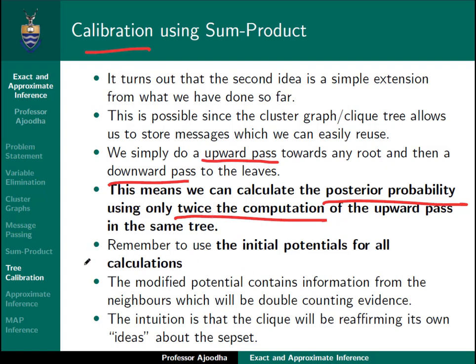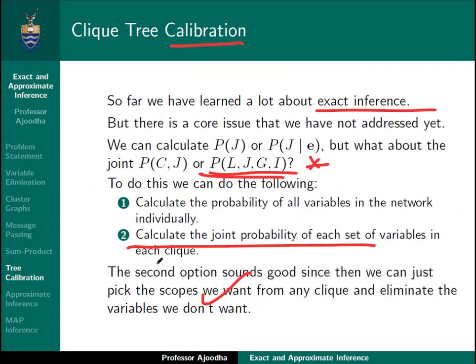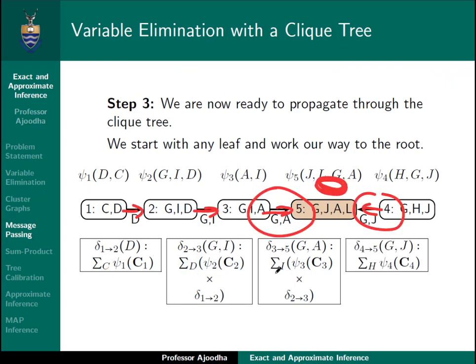One very important thing: I should have made this in red. This should have been in red because you must remember that you always use the initial potentials when you do calculations. Going back to this, this is the initial potential, initial potential, initial potential. These are all initial potentials. Even when you're going downwards, when you're propagating backwards, you don't use the updated potential. You use the initial potential again.